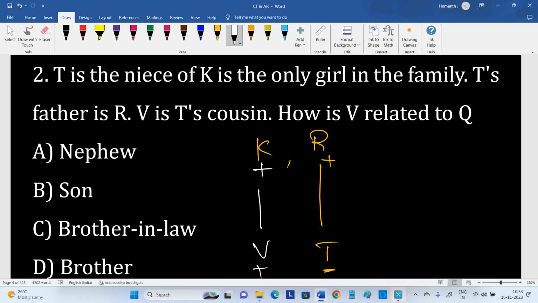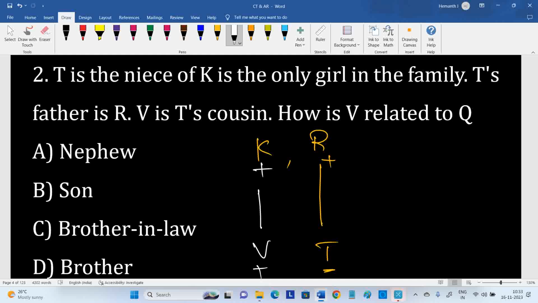See, cousin means your uncle's or your aunt's children. Sir, who is the uncle here? K is uncle for T, because he is your father's brother. In English, your father's brother or your mother's brother is uncle. In your regional language it may differ, but in English that is uncle. Uncle's son is nothing but cousin only. So V is T's cousin.